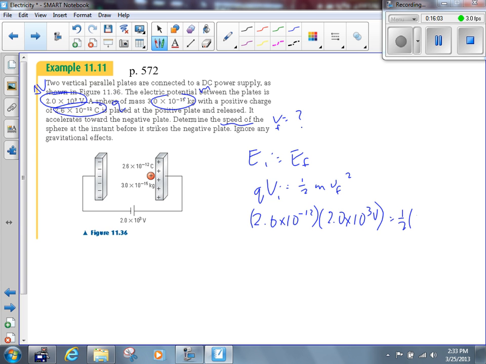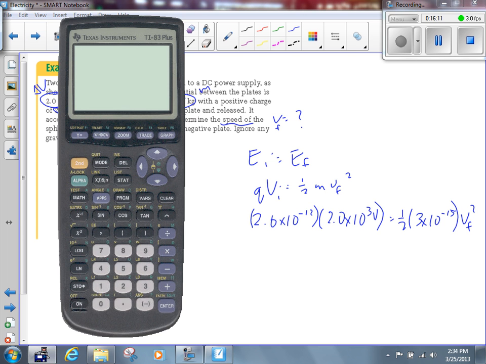The mass is 3 times 10 to the negative 15. And we're going to multiply that by VF squared. Let's pull this up on our calculator and do this. Let's say 2.6 times 10 to the minus 12 times 2,000. Let's multiply that by 2 to get rid of the half. Let's divide that by 3 times 10 to the negative 15. And then let's finally square root that. We get 1.9 times 10 to the 3.